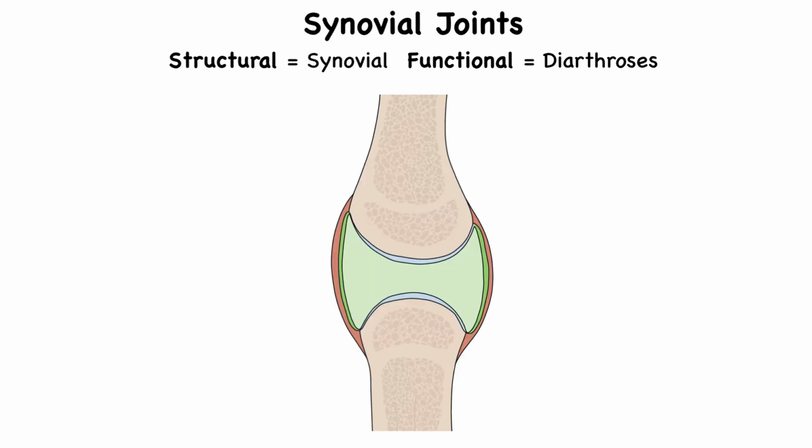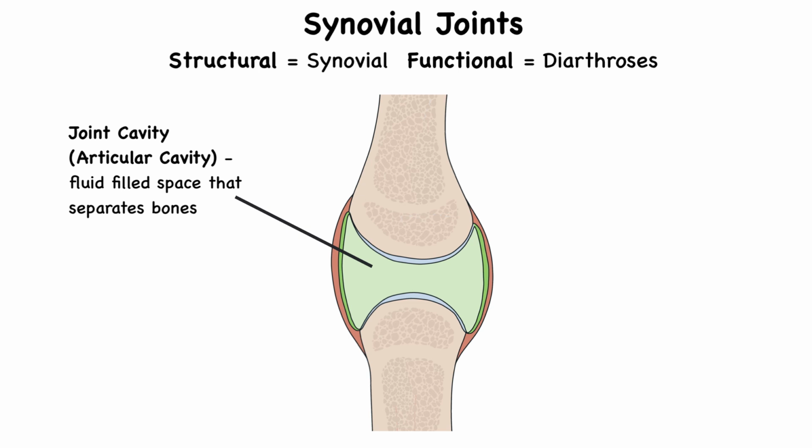And then there are synovial joints. So structurally, synovial joints are synovial, and then functionally, they are diarthroses. Now, synovial joints are going to be the most complex of the joints. These are the classic joints that we think of. We find them in the knees, the elbows, the shoulders, and they have key features that distinguish them from other types of joints. They have a joint cavity or articular cavity, which is a fluid-filled space that separates bones.